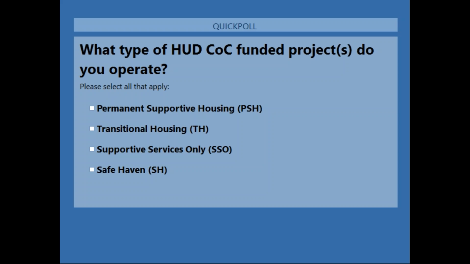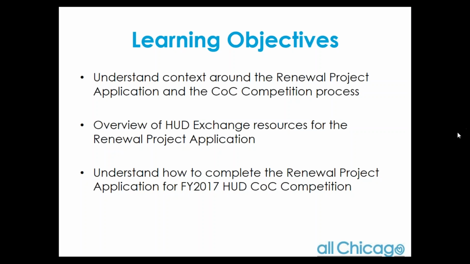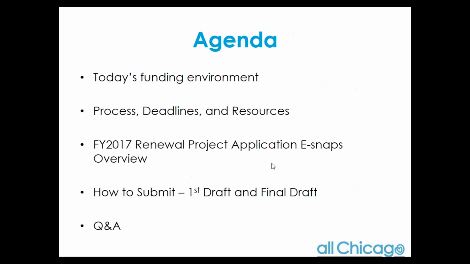All right, so it looks like we had a lot of people responding. So I'm going to go ahead and close that one out. The majority of you have permanent supportive housing. We have 80% on the line that have that type of project. 31% is for transitional housing, 9% for supportive services only, and 3% of safe haven. So welcome everyone, and thank you for doing that.